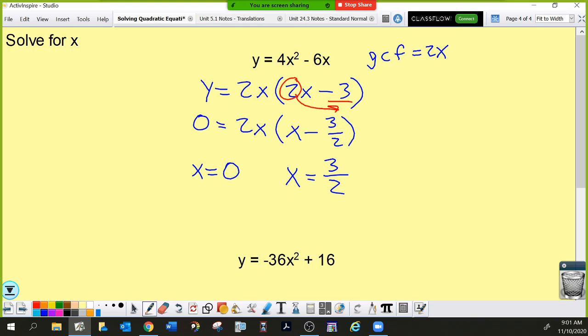Anytime there's an x outside the parentheses, its solution is automatically 0. It does not matter what number sits on the front of it. It doesn't matter if it's positive, negative, fraction, decimal, unimportant. X on the outside, answer is 0.